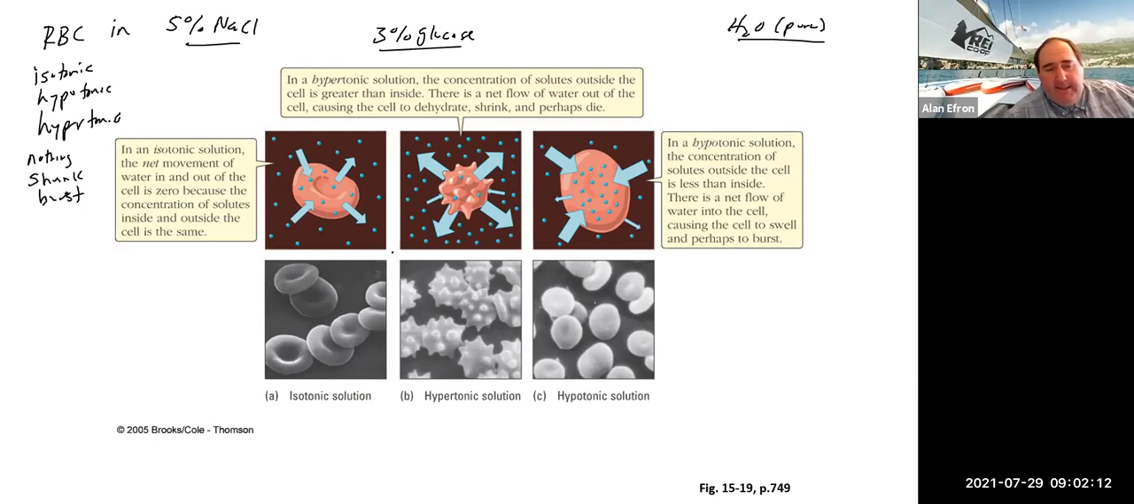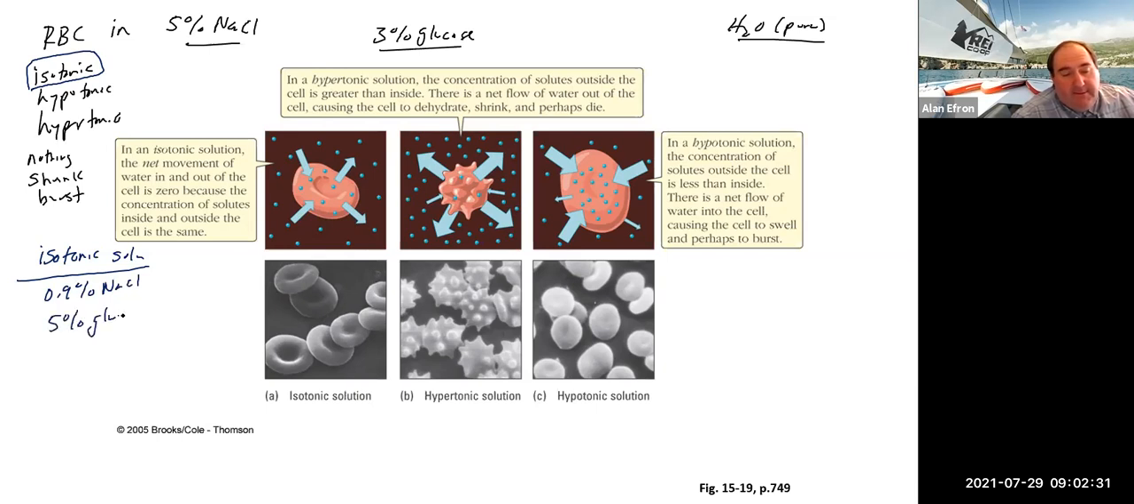So first off, we should kind of know what isotonic is. Remember that we talked about if it's an isotonic solution, that means that it is either going to be 0.9% sodium chloride, or again, some type of other ionic compound, or 5% glucose. So when we look at our first solution here, 5% sodium chloride, it is as simple as 5% is larger than 0.9%. That means that is greater than, and that should be a hypertonic solution.